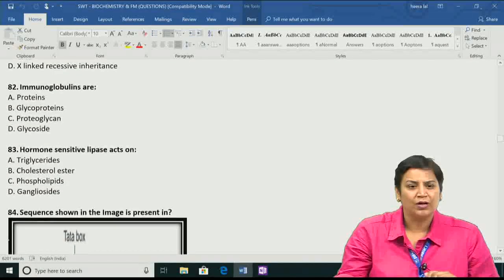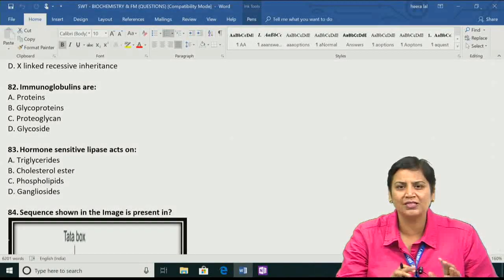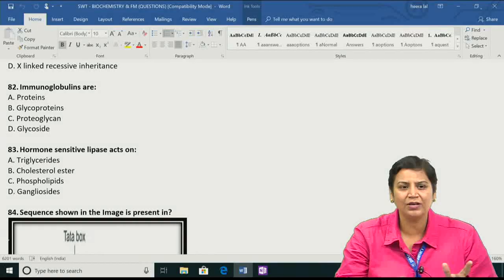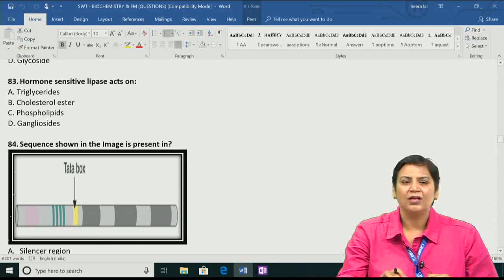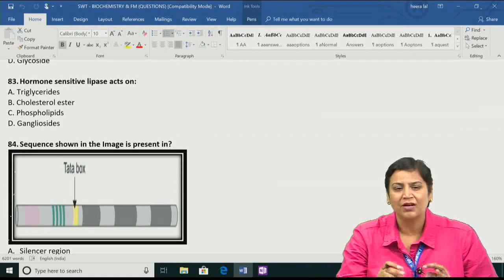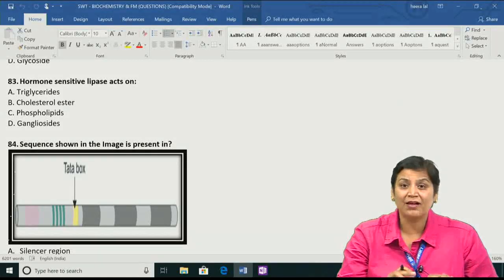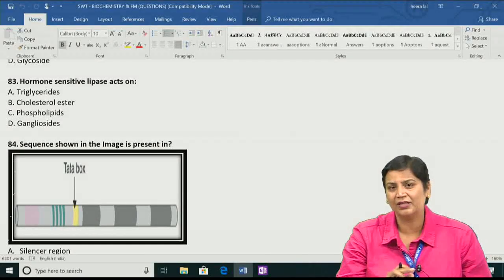Next question, number 82. Immunoglobulins are glycoproteins. Glycoproteins have protein as well as a carbohydrate residue attached to it. So it is glycoprotein. Hormone sensitive lipase acts on. In the previous question we discussed hormone sensitive lipase and lipoprotein lipase. As is clear from the name itself, hormone sensitive lipase is a lipase degrading the fats, and fats are nothing but the TGs.